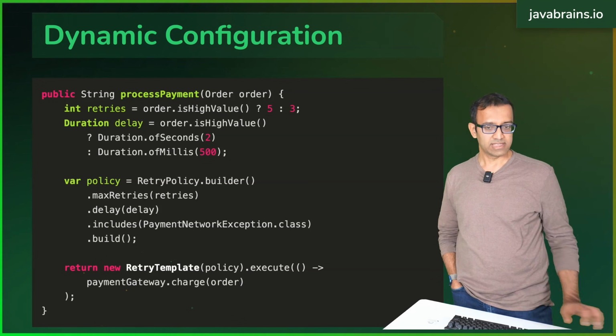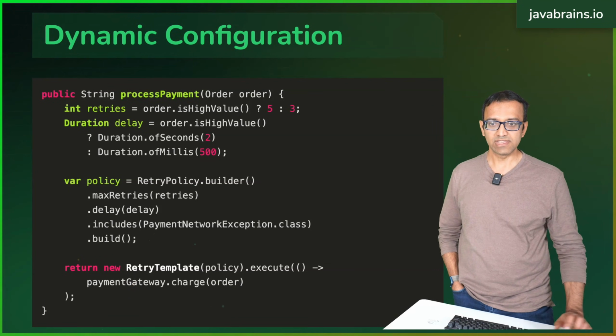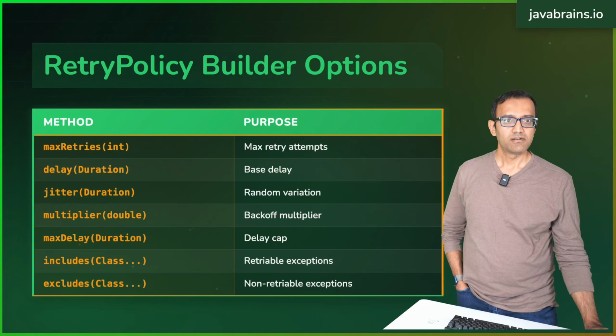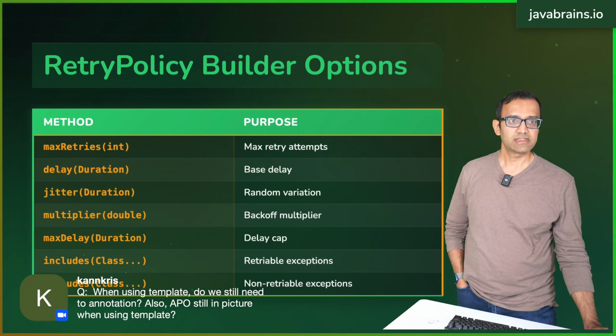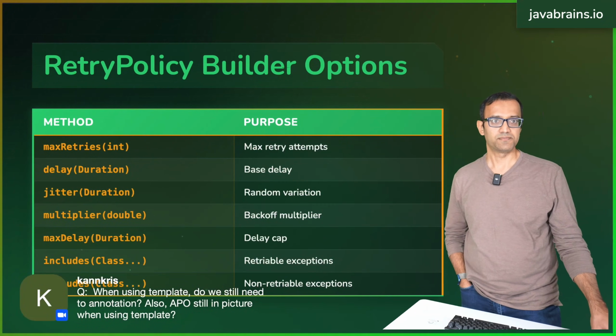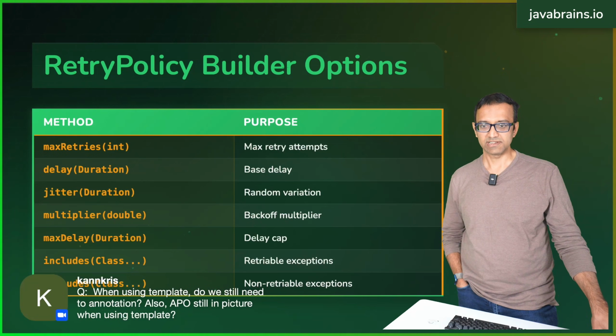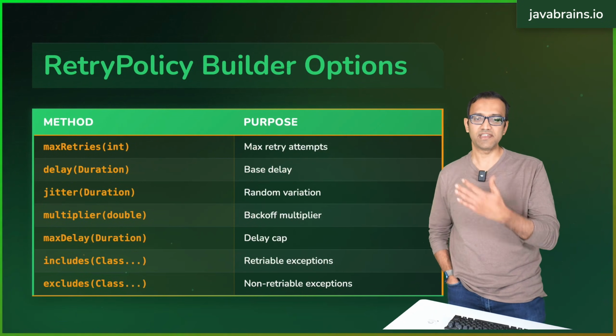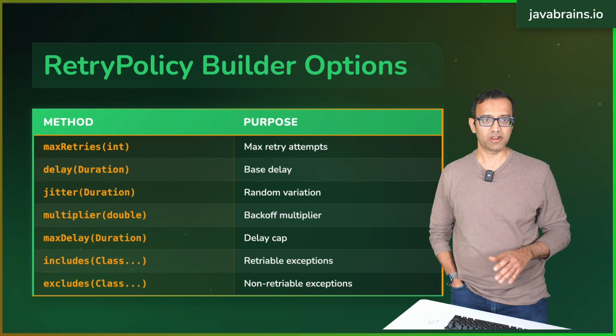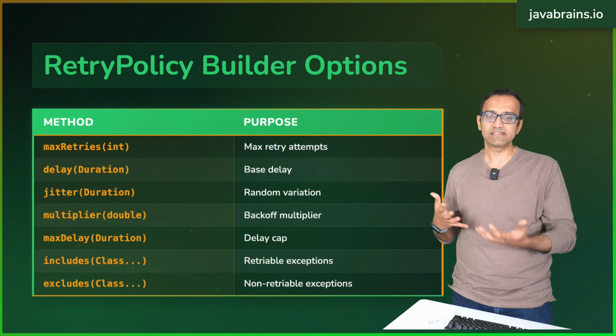Okay, this is an important question I want to highlight. When you're using the retry template, do you still need the annotation? No, you don't need the annotation for it. The template has a way of wrapping it itself. You don't have proxies there. The template itself handles the logic.